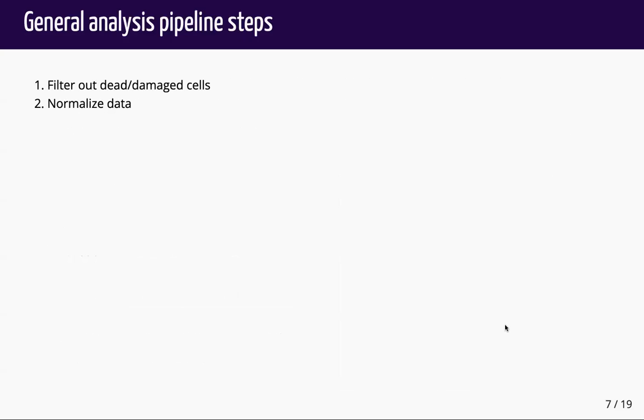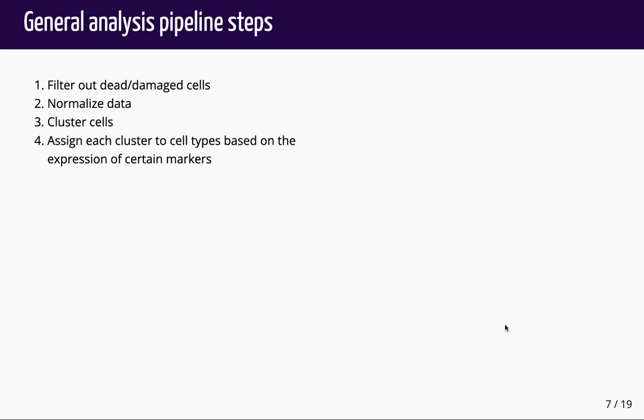The next step is generally to normalize the data. This can be as simple as log normalizing them. Then cells are clustered, and then I assign each cluster to a cell type based on the expression of certain marker genes. So different types of cells have markers that are expressed only in those cells. So for example, cancer cells have one set of markers, and immune cells have other set of markers. And based on these markers, I then assign each cluster to a cell type.